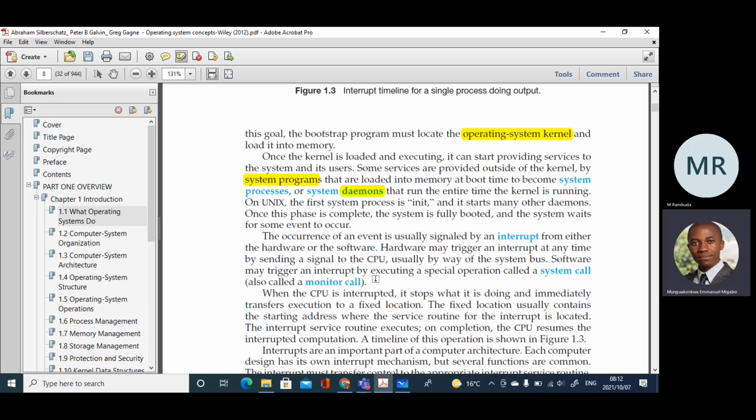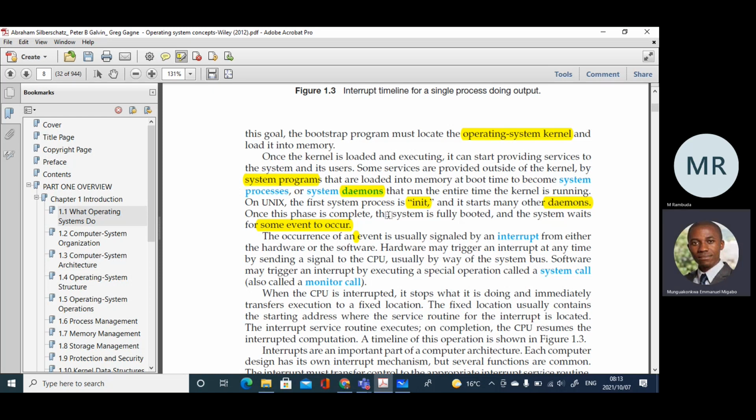In the case of Unix, the first system process is called init, and it starts many other daemons together with it. Once this phase is complete, the system is fully booted. So the moment init is executed, the system is fully booted, and the system waits for some event to occur. Remember, most computer programs run in an event-based manner. So it's the occurrence of an event that triggers a process, or an application, to run on a computer system.